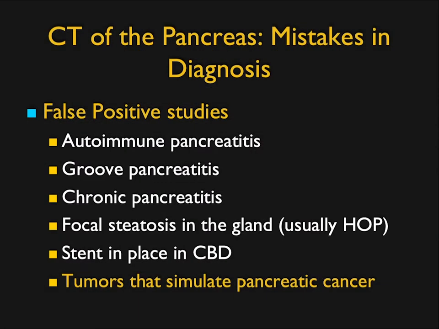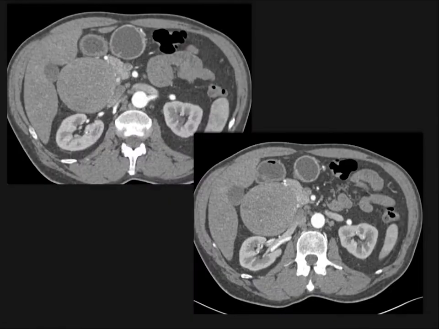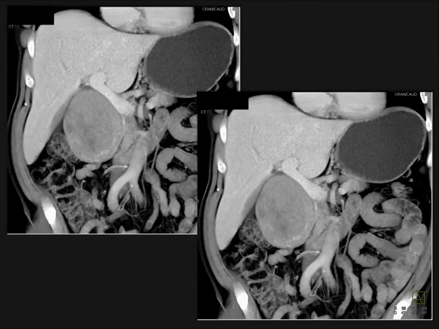Now, other things in the list I should talk about. Tumors that simulate pancreatic cancer. Patient sent to pancreatic cancer clinic, pancreatic cancer. Yes, there is a mass here. I don't disagree with that. But if this was pancreatic cancer, there'd be a dilated common duct and pancreatic duct, no doubt about it. When I see a big mass that's round, homogeneous, I've got to be thinking something else. And so here it is in the coronal view. You see it pushing, but not invading the duodenum.